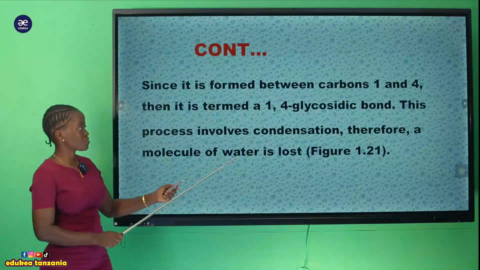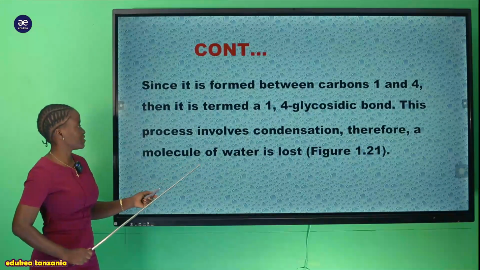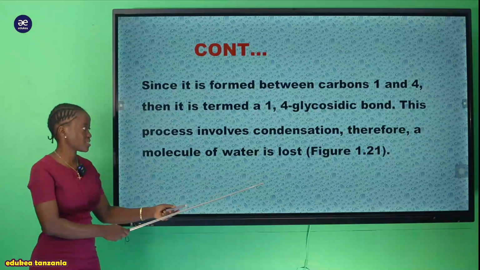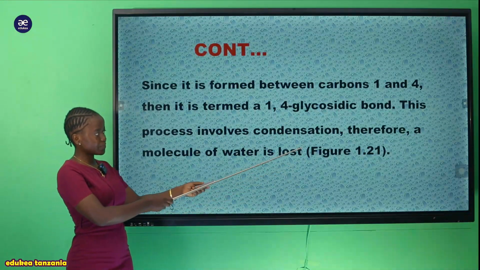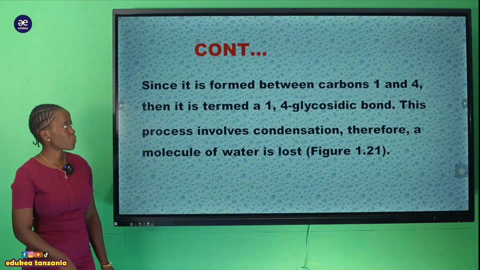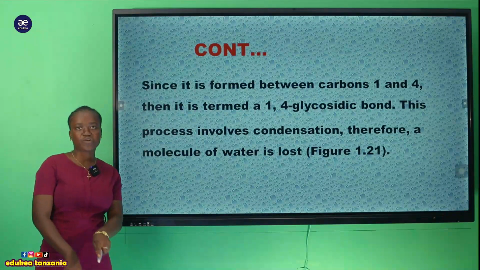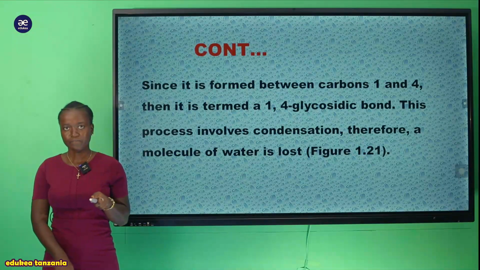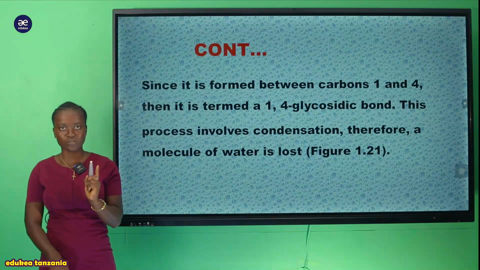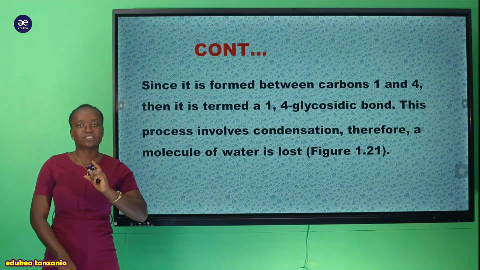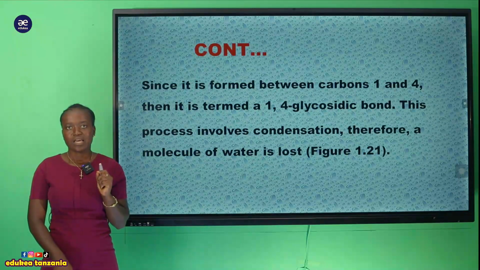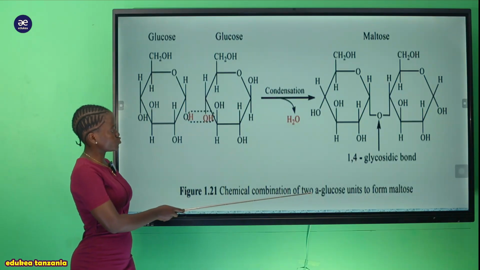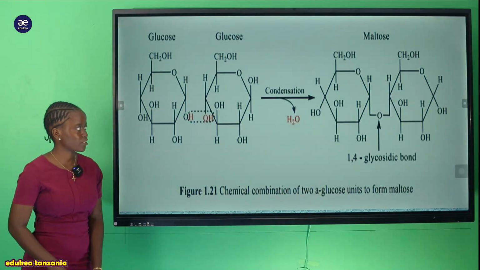This process involves a condensation reaction, therefore a molecule of water is lost. We are going to see all of the explanation in figure 1.21. Tumesema kwamba hii structure, in order for the formation of this maltose, there must be the presence of two molecules of glucose. Tukiwa na two molecules of glucose, ndipo ambapo sasa we can artificially make the maltose. So how? Let's see this figure. This is a chemical combination of two alpha glucose units to form maltose.